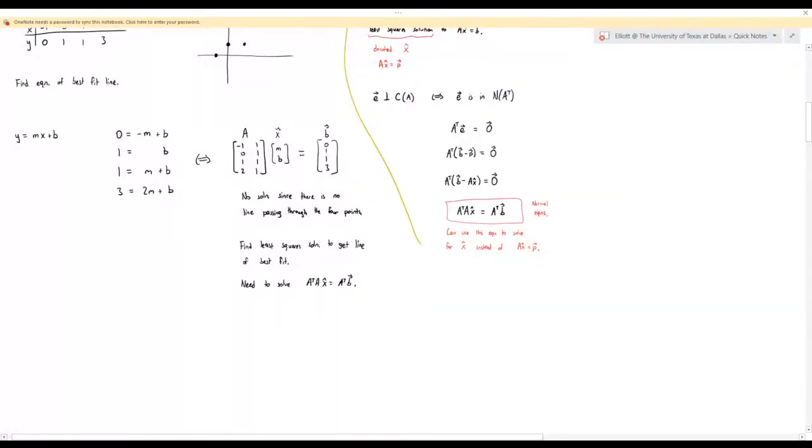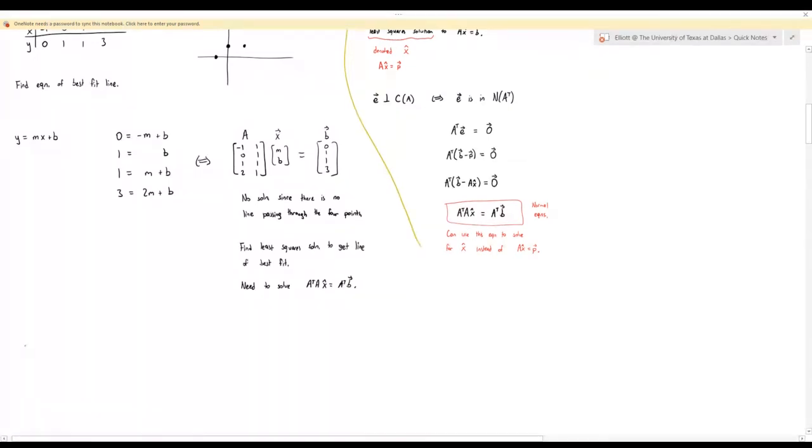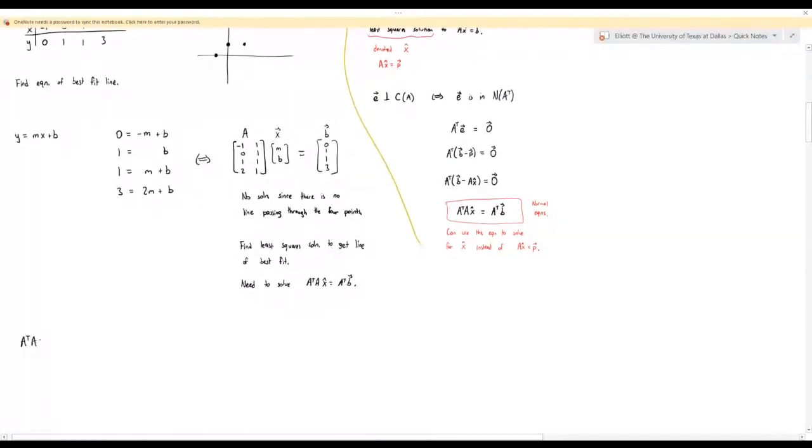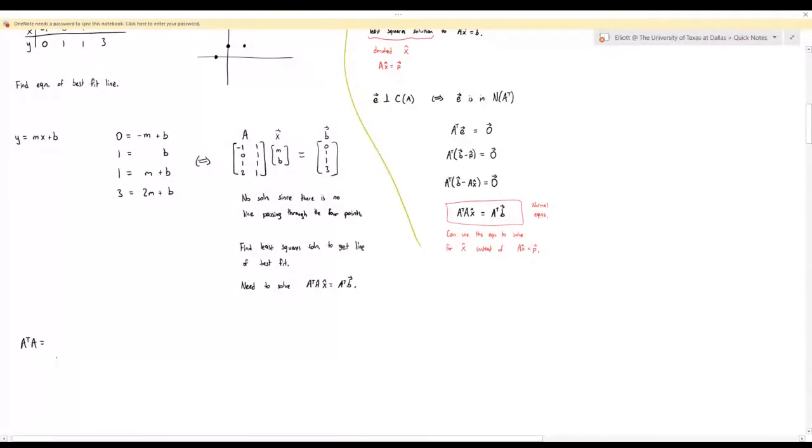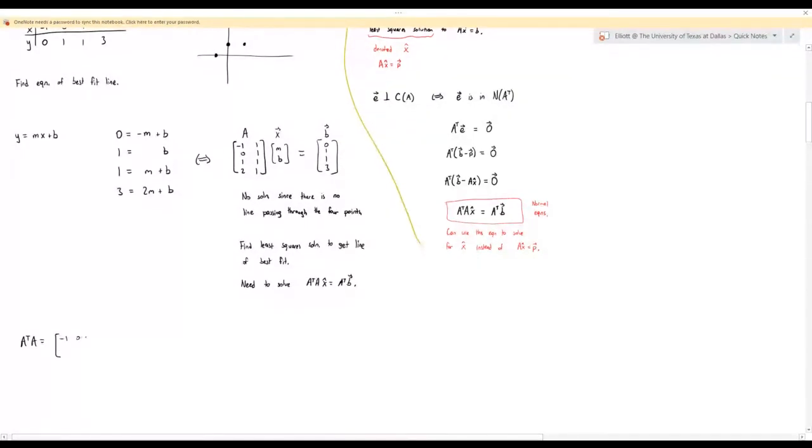All right, so in order to do that, we'll first need to compute A transpose times A. We'll also need to compute A transpose times B. So I'll do that over here right now. So we're going to do A transpose times A. First here is A transpose, then I'm going to multiply with A.